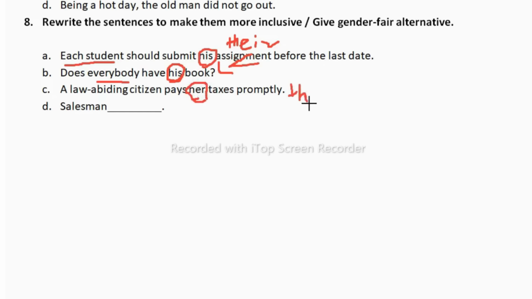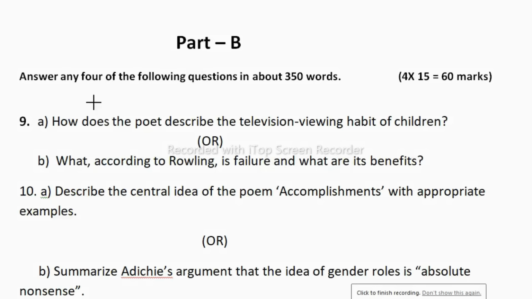Next one, "salesman" is there. How can we give a gender-fair alternative to it? Neither can we say salesman nor salesgirl. If you want to give a gender-fair alternative, we can say "salesperson". So it could be salesperson, not man. Let's do part B.